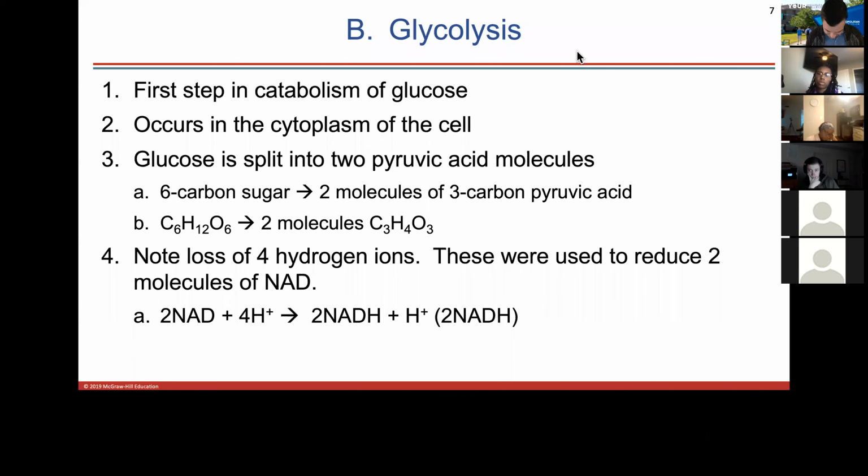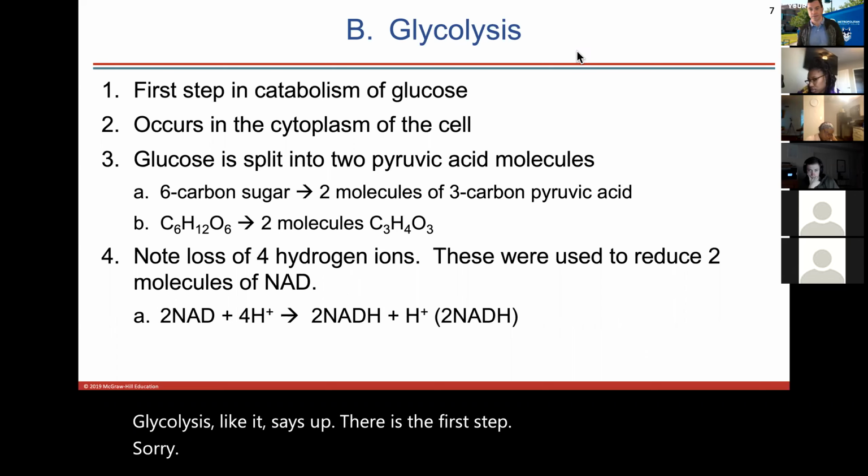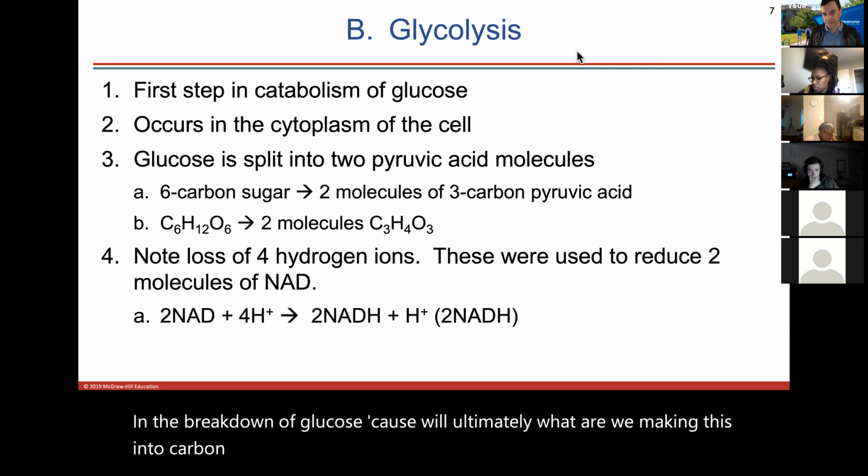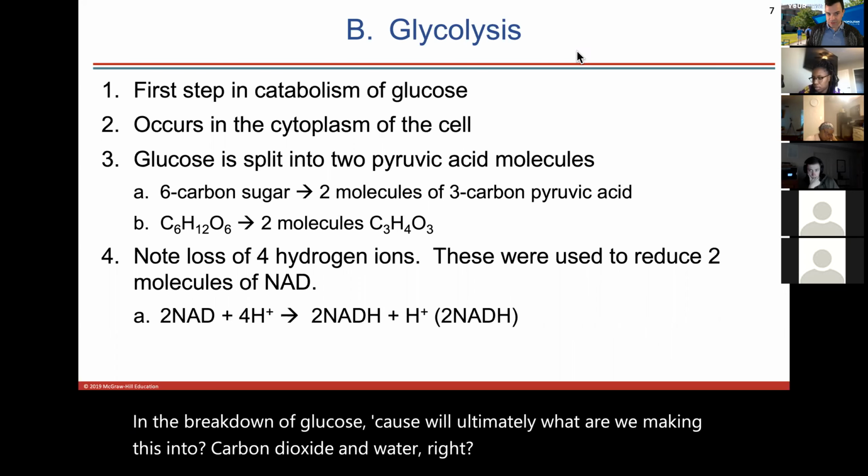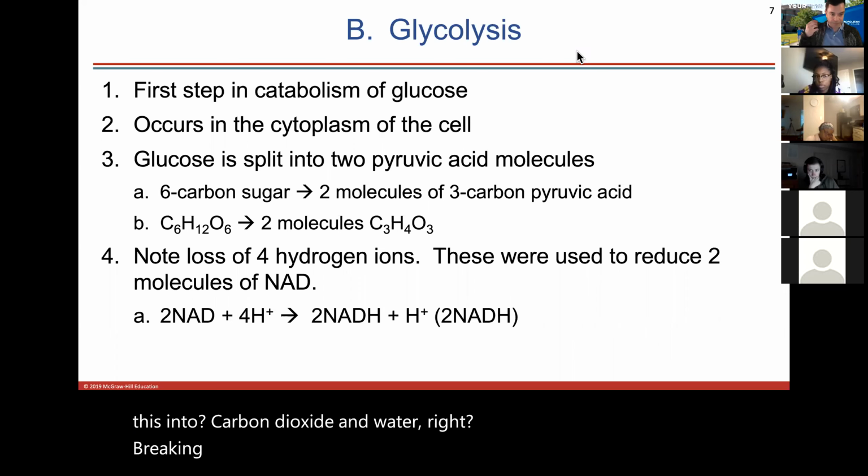Glycolysis, like it says up there, is the first step in the breakdown of glucose. Because ultimately, what are we making this into? Carbon dioxide and water, right? Breaking something big into something small.